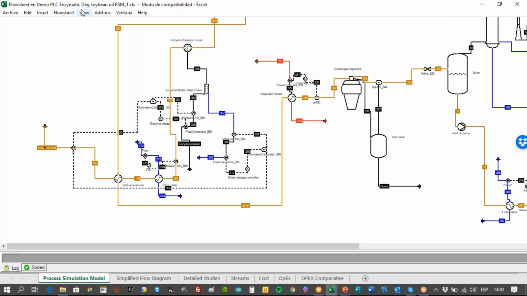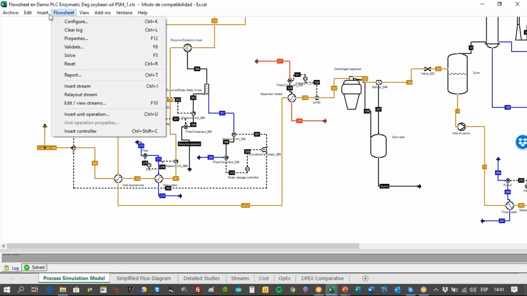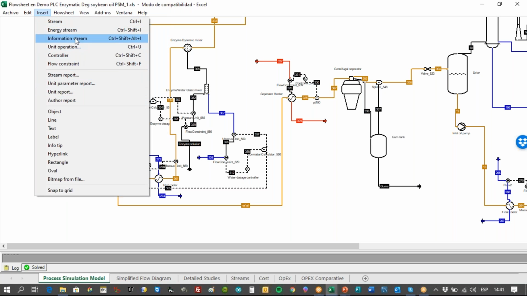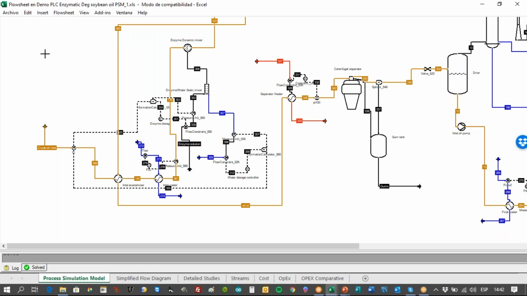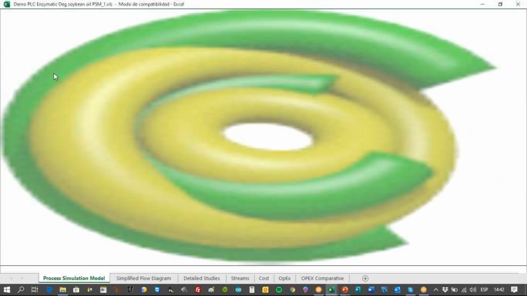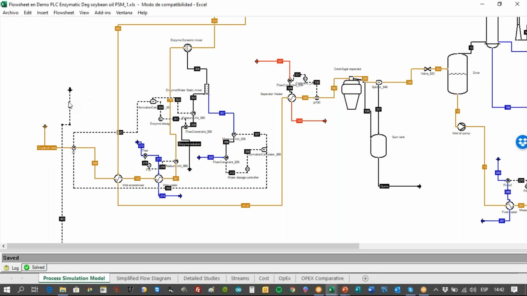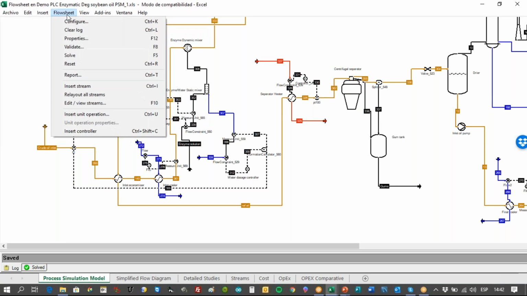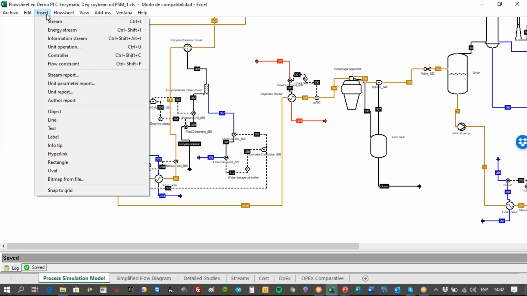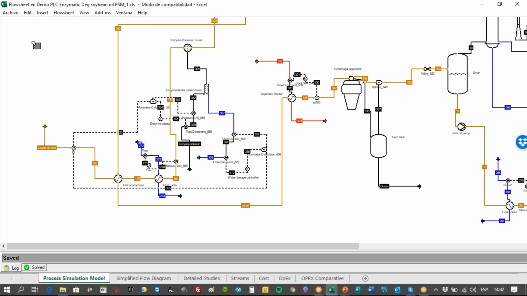Okay, probably you cannot see it too clearly, so I'm going to try to put some stream table here. Sorry. It's not this one. Here. Okay.